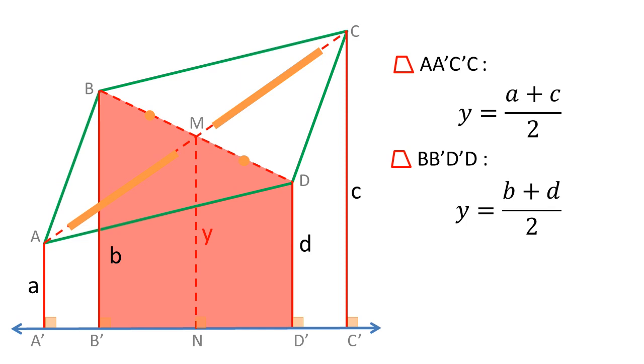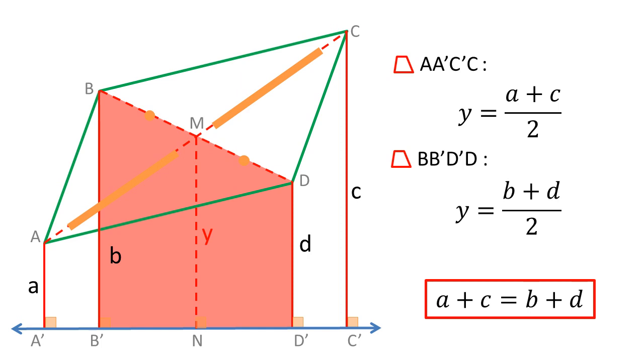From the two relations obtained to calculate y, we can say that (a plus c) divided by 2 is equal to (b plus d) divided by 2, from which we see that a plus c is equal to b plus d. Great, we have demonstrated the property using two methods. Which one do you prefer?